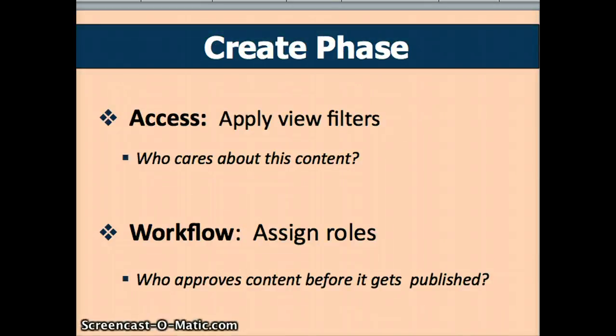The second phase is the create phase, and obviously this is where content gets created, but there's also a couple important steps here as well. What you need to do with your content is to make sure that there are appropriate filters assigned to it. So you may not want your content to be available to everyone at your university or your visitors, so you need to make sure that appropriate filters are applied. And there should also be an approval role and other roles to act as a gateway to content before it gets published.